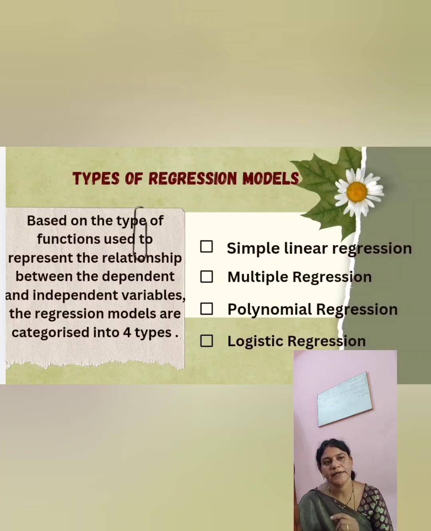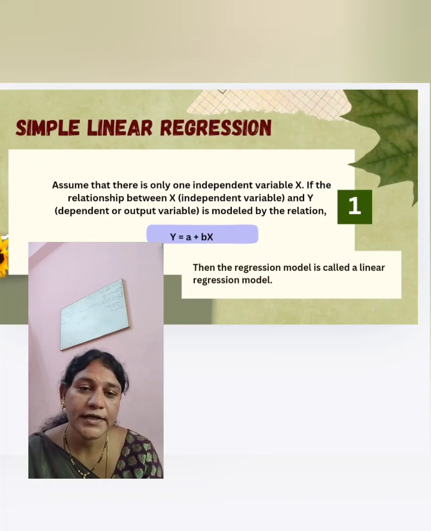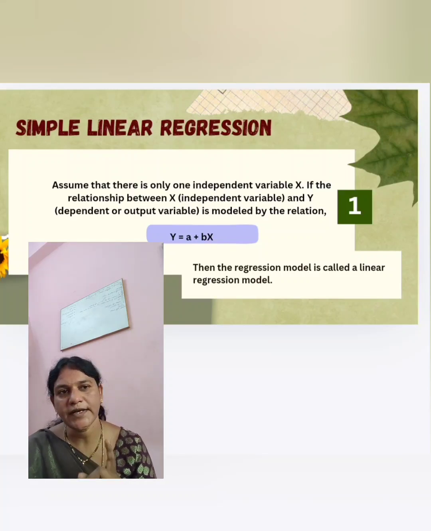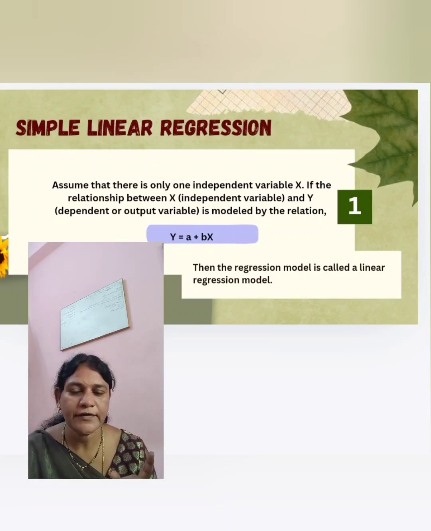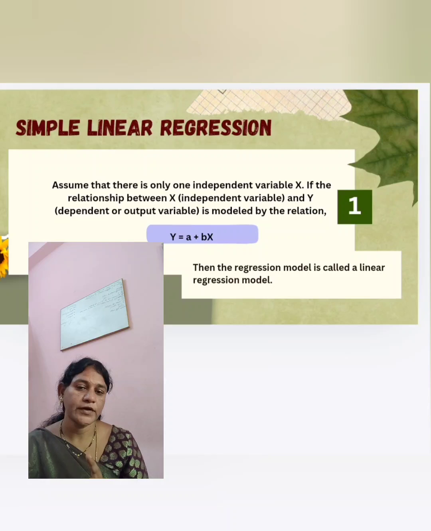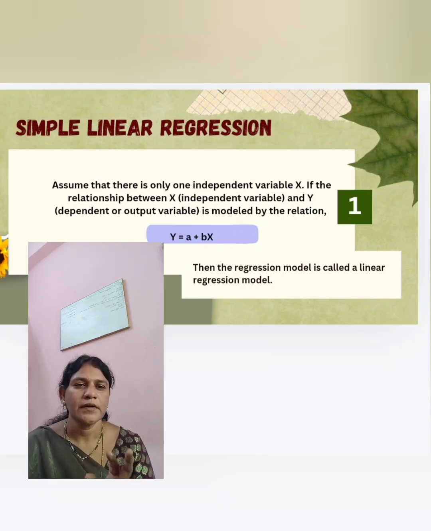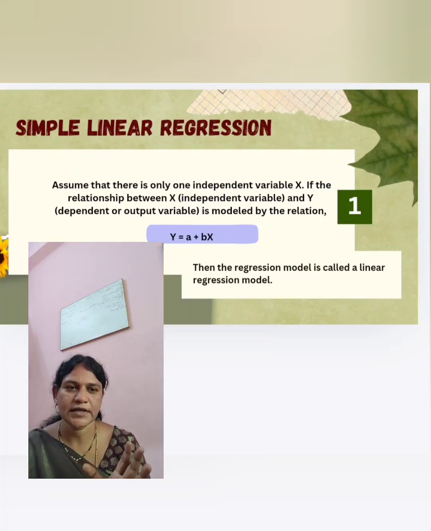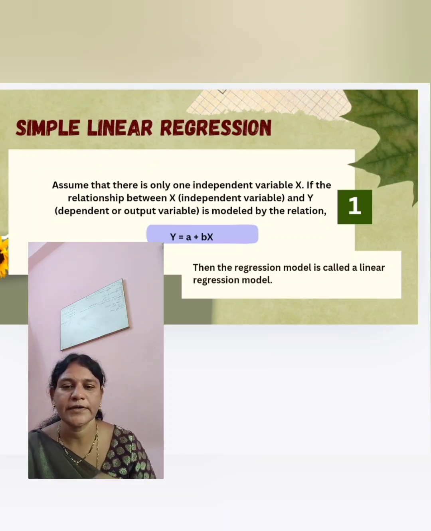First one is simple linear regression. How do we calculate simple linear regression? Here we assume that there is only one independent variable x and one dependent variable y. We find the relationship between these two. We calculate y = a + bx. Here y is the output value, that is the dependent variable, and x is the independent variable.